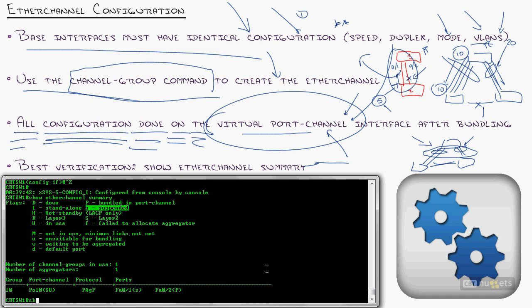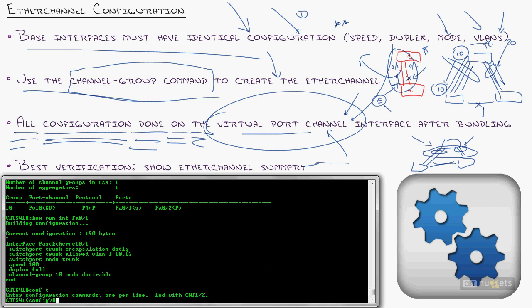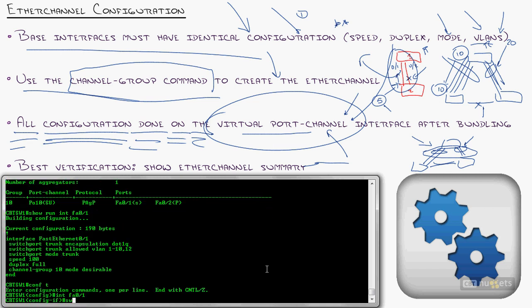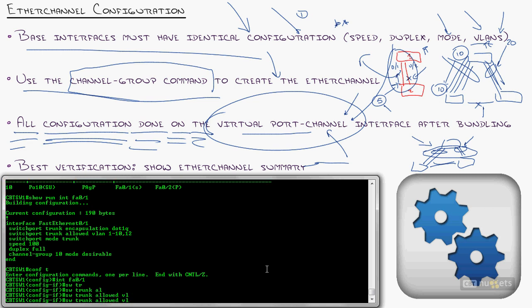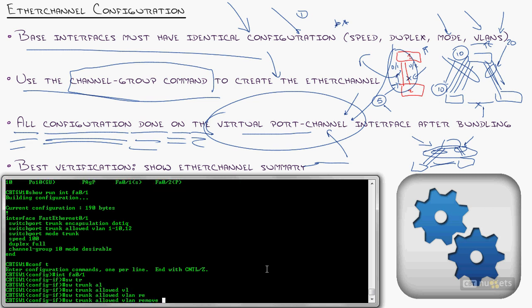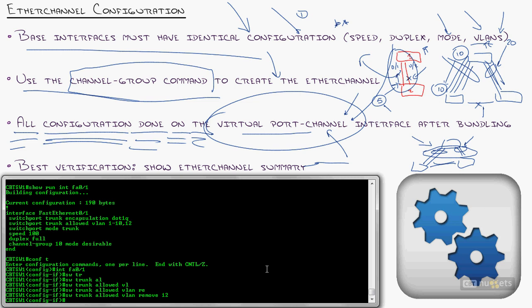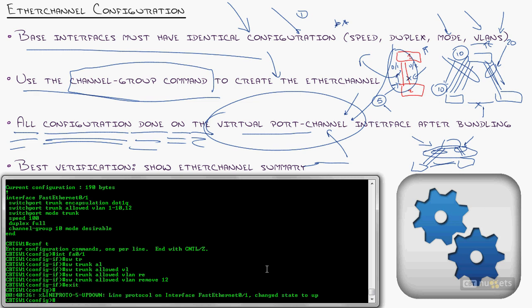So now, show run interface. It'll fix itself. Don't worry. If you go in there and go interface Fast Ethernet 0/1 and do switchport trunk allowed VLAN, let's do a remove 12. Get that guy out of there. And now he's going to come back and change state to up. You'll see him return himself to the, it's like, come home, Fast Ethernet 0/1.